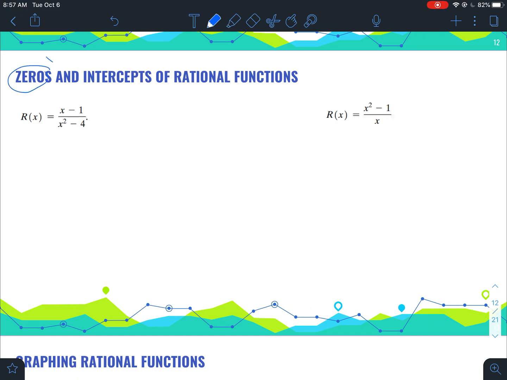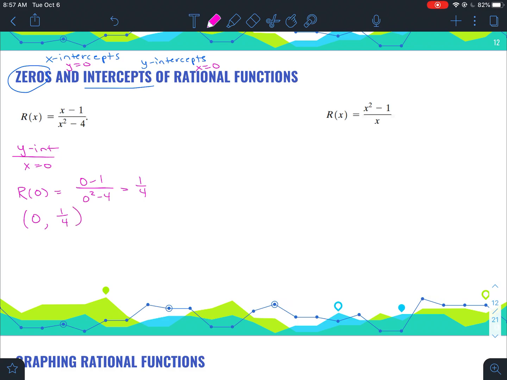Zeros and intercepts of rational functions. So if we want to find zeros, zeros are just another way of saying the x-intercepts. And then intercepts, in this case we're talking about the y-intercepts. So remember, to find x-intercepts, you let y equal 0. To find y-intercepts, you let x be 0. So let's find the y-intercept, we're just going to let x be 0. So r at 0 would be 0 minus 1 over 0 squared minus 4, which would be 1/4. So my y-intercept would be at the point 0, 1/4.